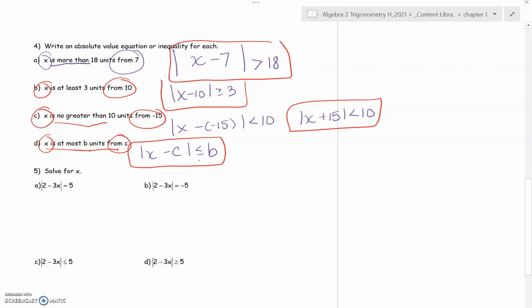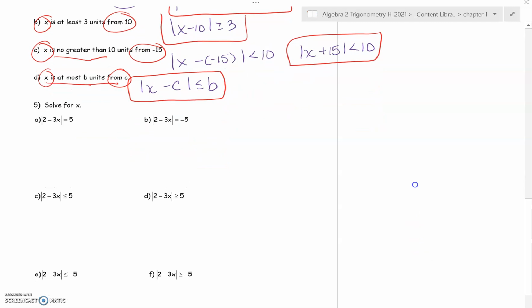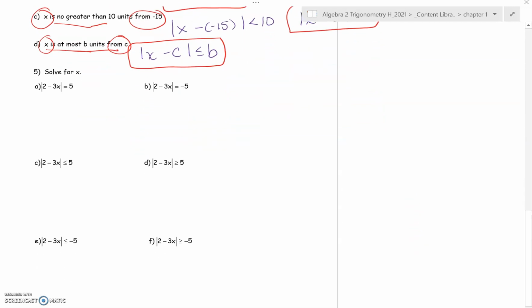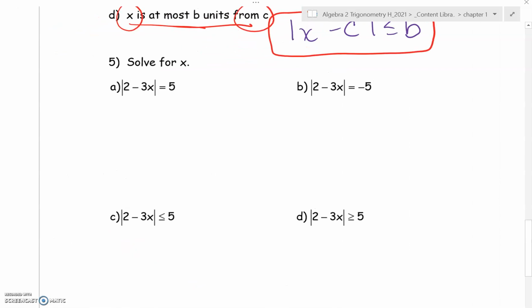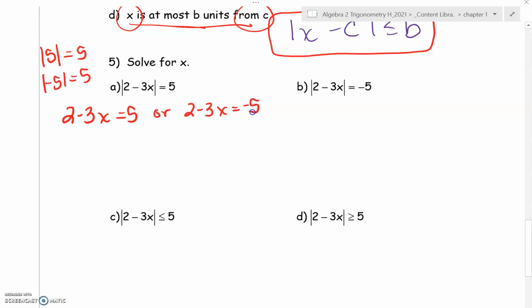Okay, so now we're going to do some solving problems. Notice these solving problems look very similar, but these first two have an equal sign, and then we have inequalities, and we have some positive 5, we have some negative 5. So let's go ahead and start with the first one. If I say to you, solve for x, notice that the absolute value of 5 is 5, but the absolute value of negative 5 is also 5. So that's why we would say 2 minus 3x equals 5, or 2 minus 3x equals negative 5.